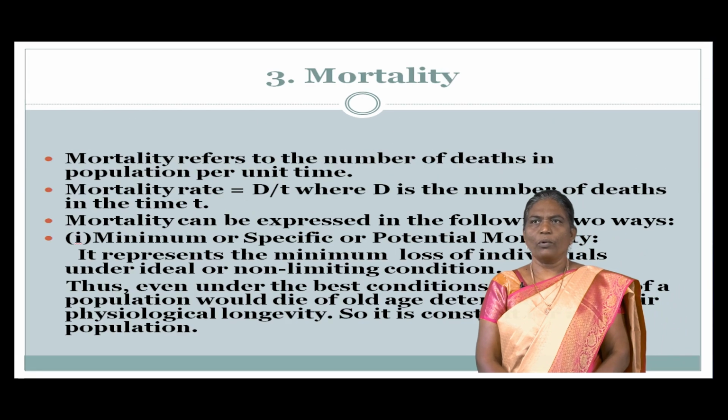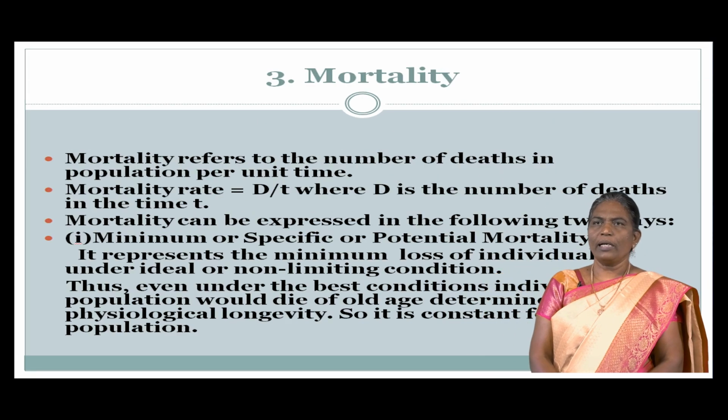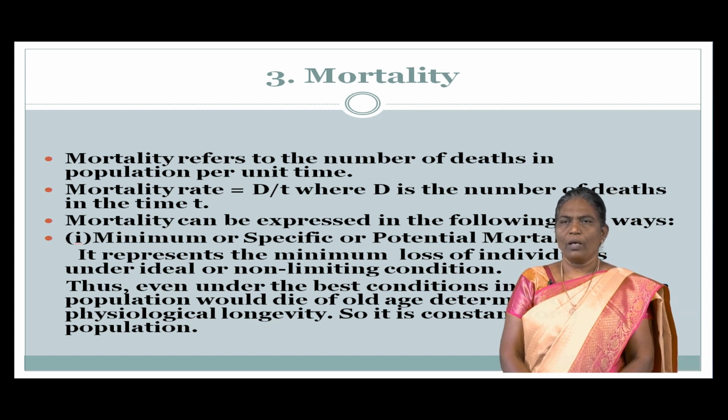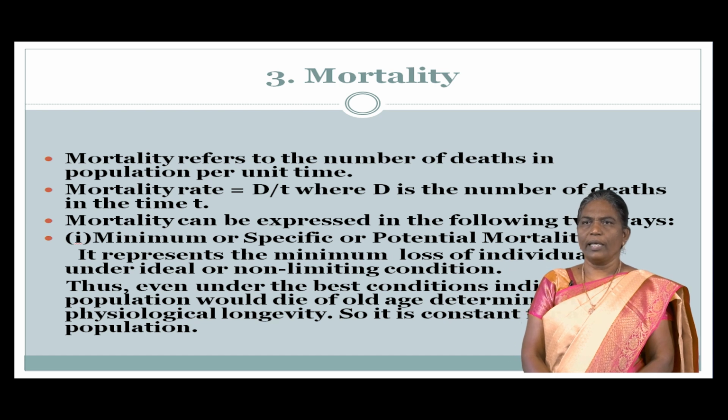The next one is about the mortality. Mortality refers to the number of deaths in population per unit time. Mortality rate is equal to D divided by T, where D is the number of deaths in the time T.